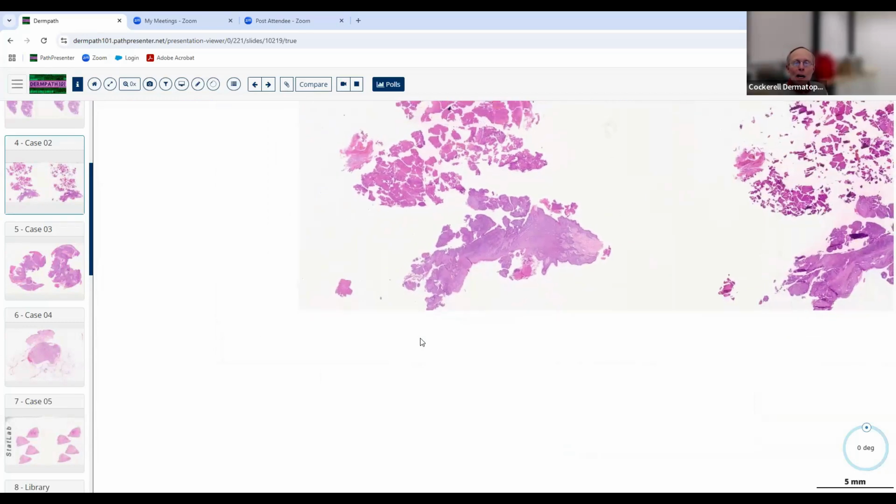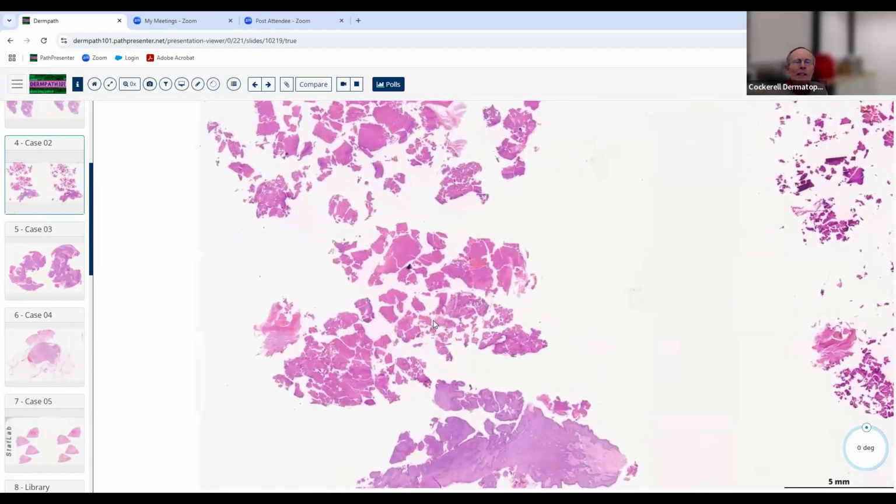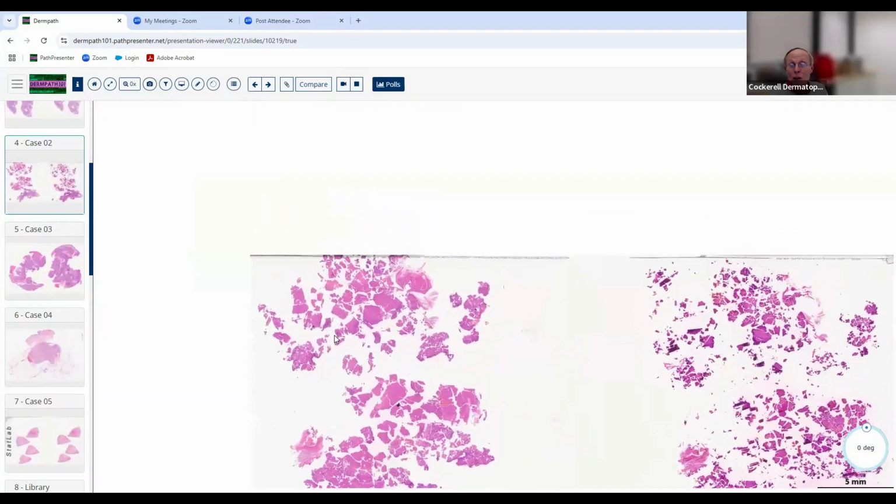But this is a fairly common phenomenon on the scalp. You get all this crusting and thick cornified material and scale crust. And so somebody comes in and they take a biopsy, and unfortunately, a lot of times this is all we get.